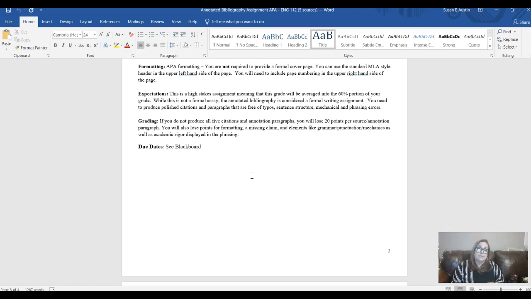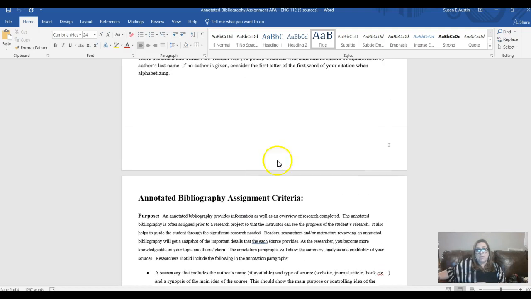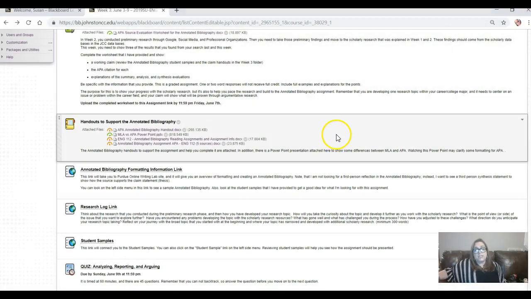And then the annotated bibliography itself, which has the 5 sources after you've gotten my feedback, then that's going to count in the 60% category. So the deadlines are in Blackboard, so you can look for those. The annotated bibliography is due next Tuesday.